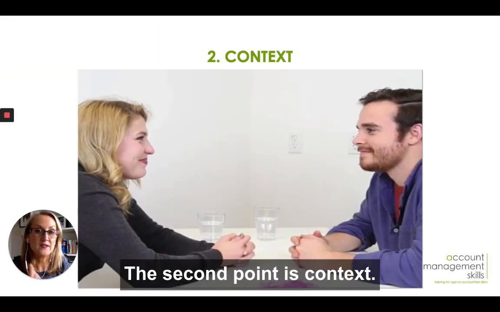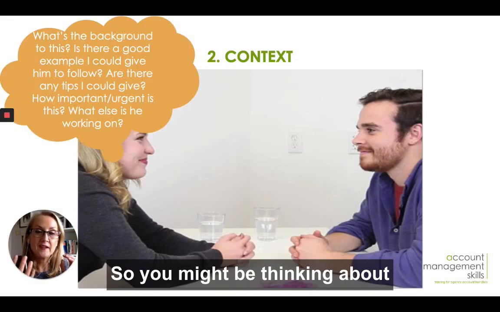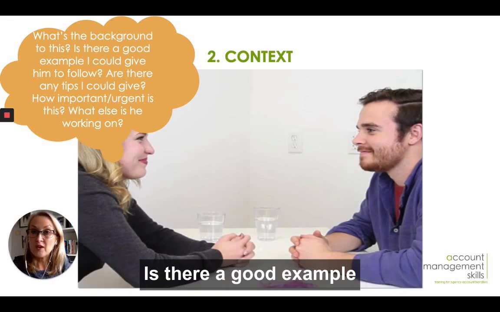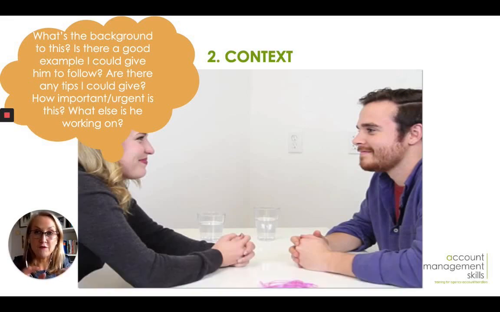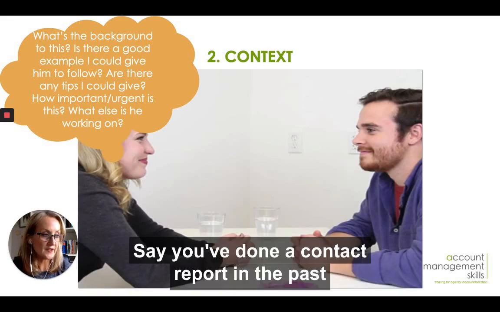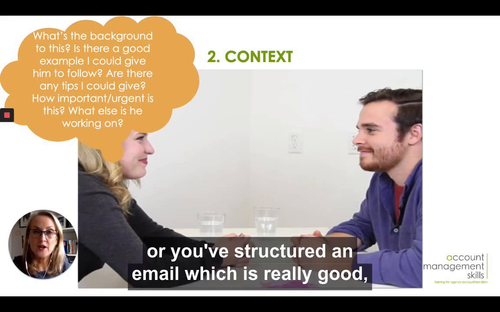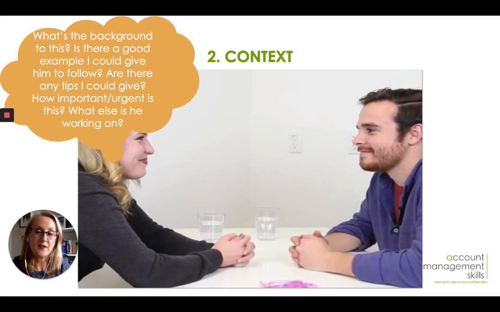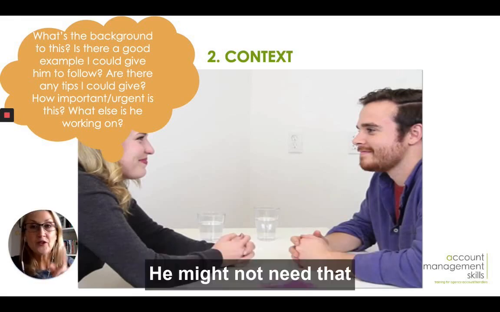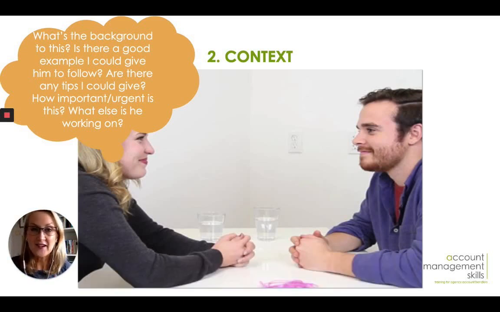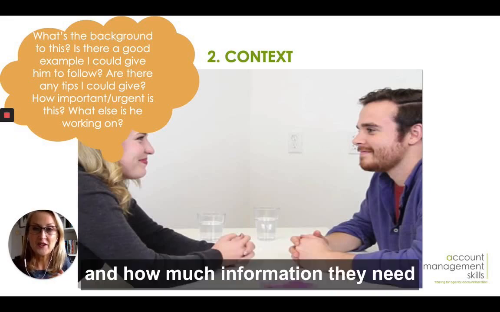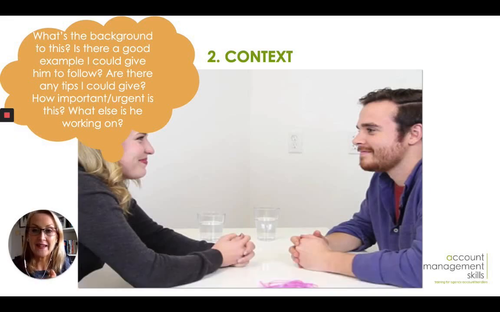The second point is context. So you might be thinking about, what's the background to this? Is there a good example that you could give to him to follow? Say you've done a contact report in the past, or you've structured an email which is really clear and thorough. Could you give him an example so he could follow it? He might not need that if he's done this task a million times. So again, think about who you're delegating to and how much information they need and that you're going to give them.